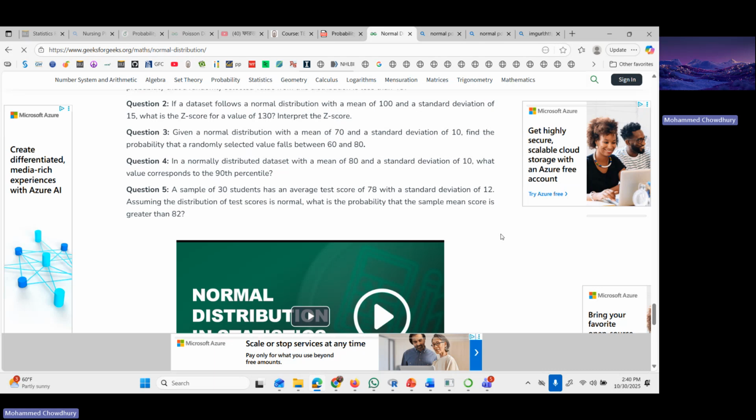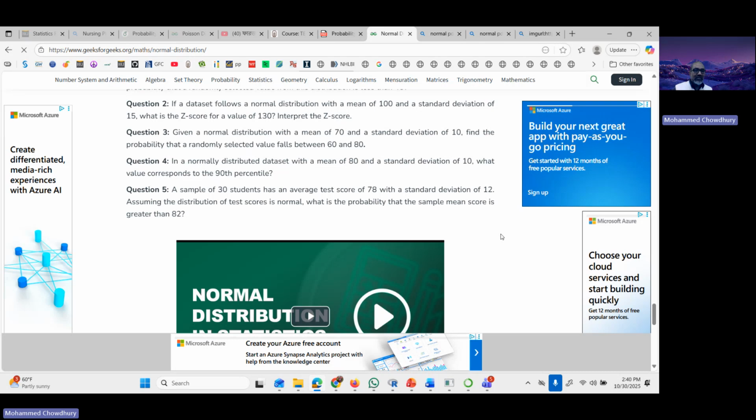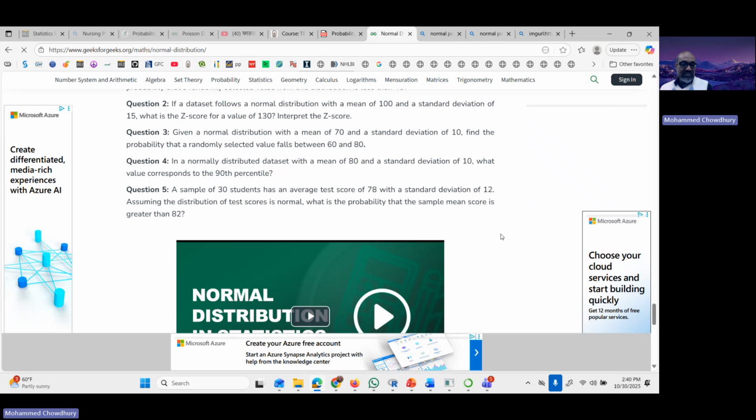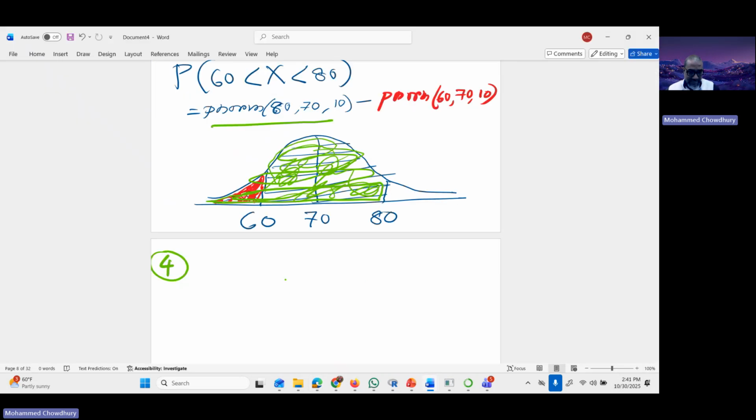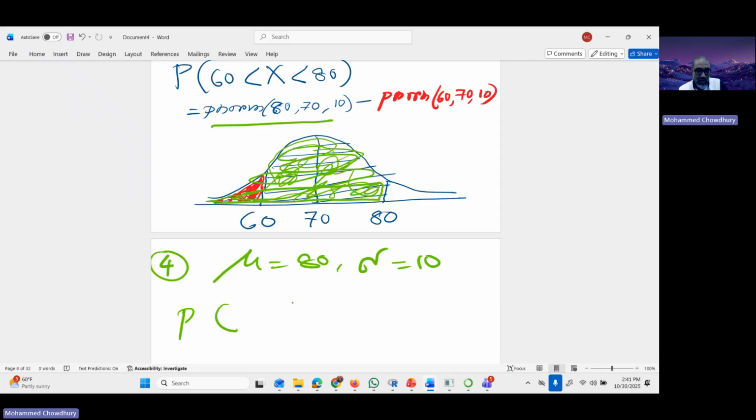Okay. So the other way you have to solve. Instead of pnorm, you have to use qnorm. That means quantile. So what is the question? In a normally distributed data set with a mean of 80 and standard deviation of 10, they have asked you to find what value corresponds to the 98th percentile. Like this, less than or equal to what value of a will give you the 98th percentile.